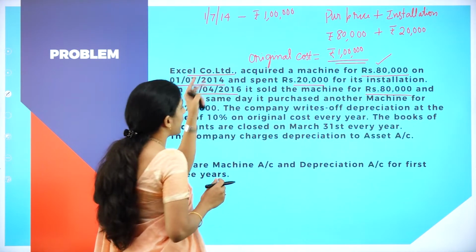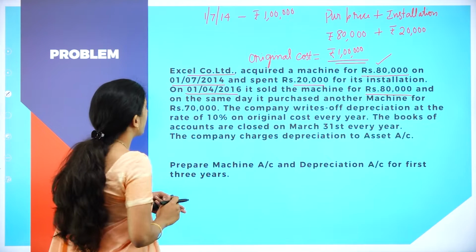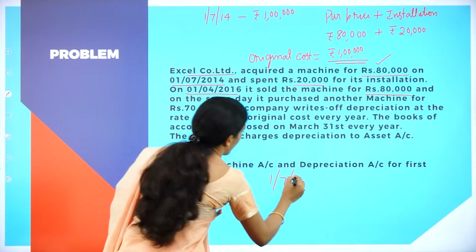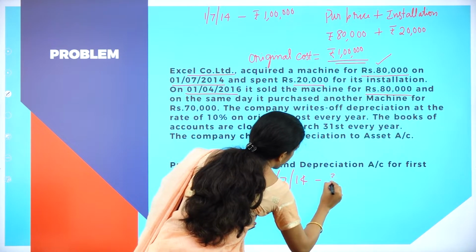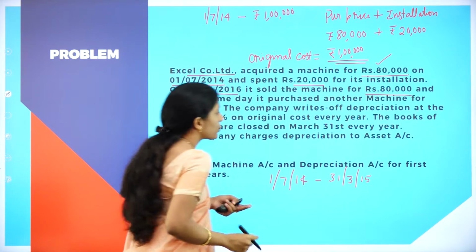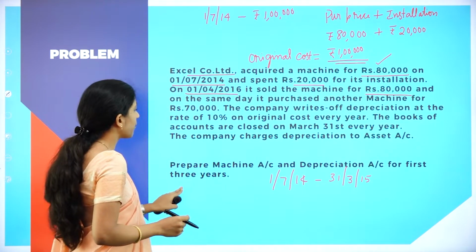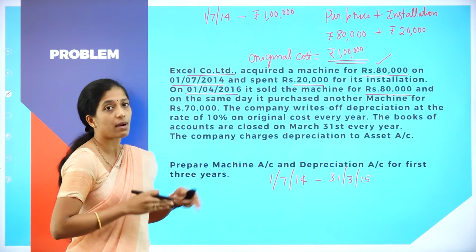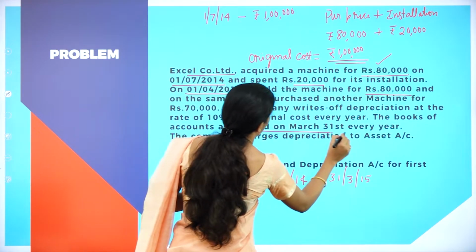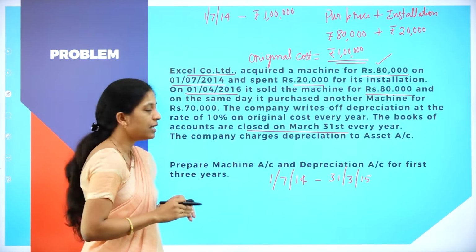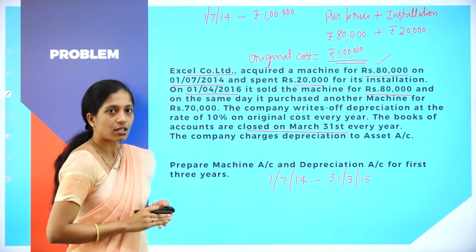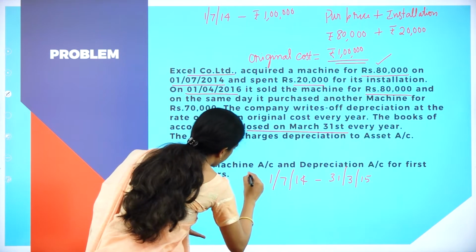Now what is the financial year? Here you have to be careful. I have told you, the first machine was purchased on 1/7/2014. Our year ending is 31st March of every year. So they have told that the accounts are closed on 31st March of every year. So 1/7/2014 to 31/3/2015 will be the first year.